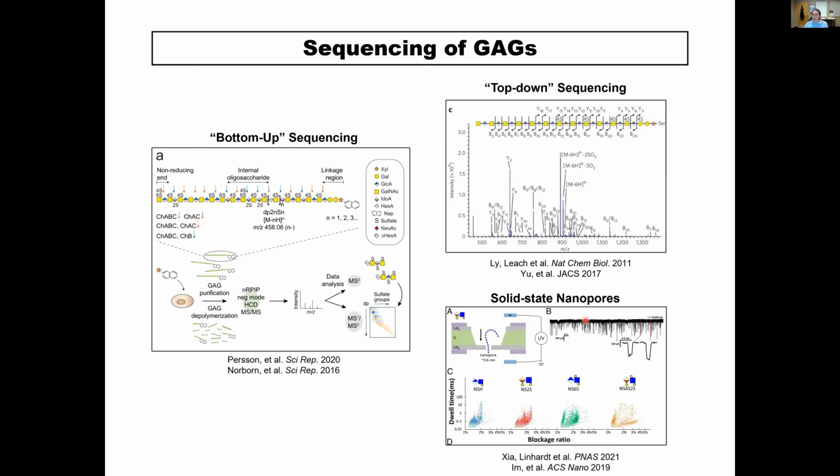The idea is, can we detect different types of sugars as they pass through an electric current? And then, can we use this to actually sequence the GAG chain one sugar at a time? So this is still in development, but there have been some recent advances that are getting us closer and closer. Hopefully one day we can just sequence GAG chains in their native state. But yeah, this is a very exciting area of research in terms of the structural analysis of GAGs.